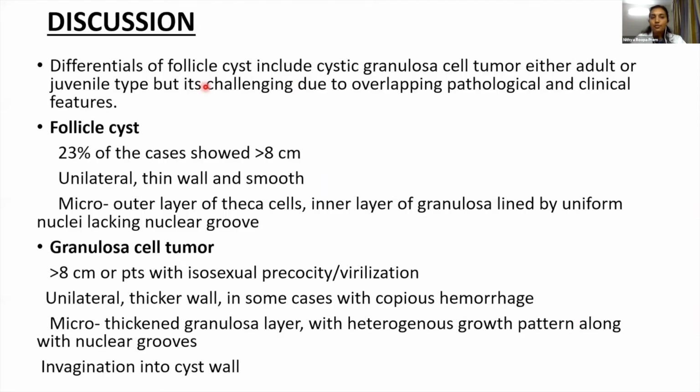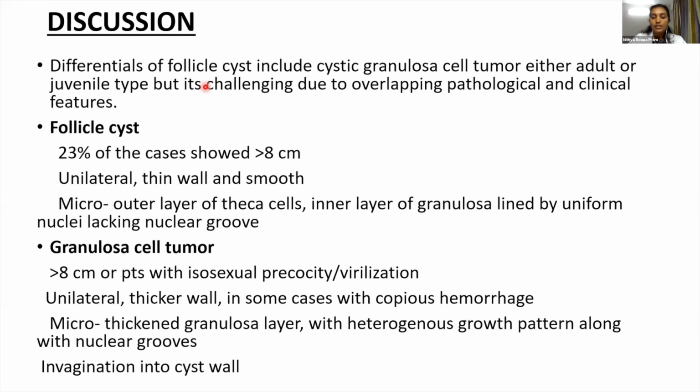So, discussion: differentials of follicle cyst include cystic granulosa cell tumor, either adult or juvenile type, but it's very challenging due to overlapping pathological and clinical features. Follicle cyst, in our case, 23% of the cases showed more than 8 centimeters. Mostly it was unilateral, thin walled with a smooth external surface. Microscopically it is lined by an outer layer of theca cells with an inner layer of granulosa cells with uniform nuclei lacking nuclear grooves.